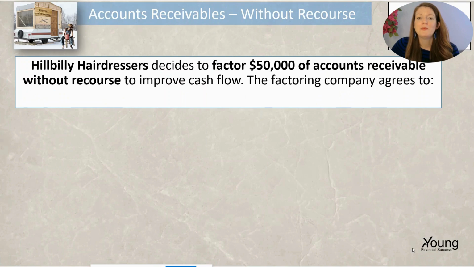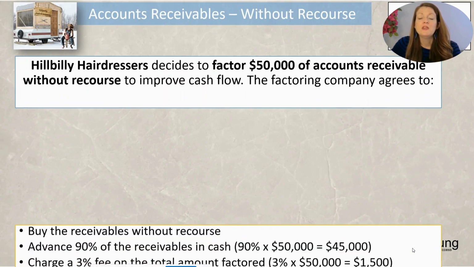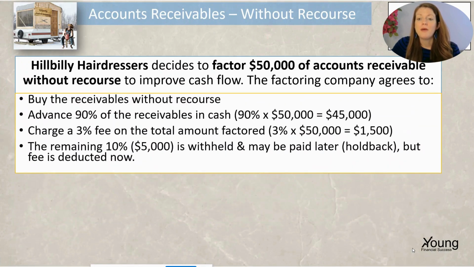So let's finish up with a little example here. Hillbilly Hairdressers decides to factor $50,000 of their accounts receivable without recourse to improve their cash flow. So the factoring company says that they will buy the receivables without recourse. So they're not going to come back to Hillbilly Hairdressers saying, your customers didn't pay, give us more money. They can't do that. They advance 90% of the receivables in cash. So 90% times the $50,000, they get $45,000 for this.